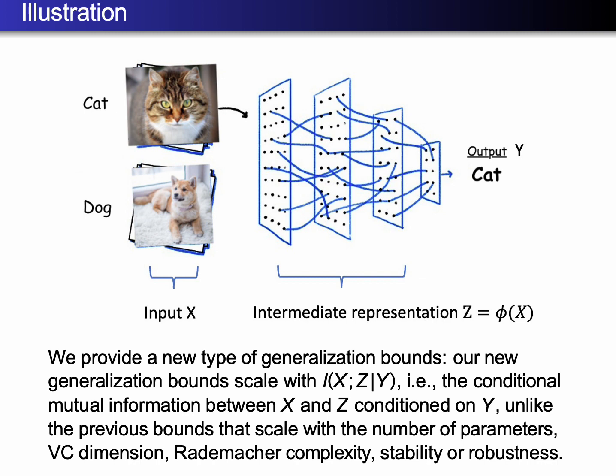Our new generalization bounds scale with the information bottleneck, or more concretely, the conditional mutual information between X and Z conditioned on Y. This is very different from the previous generalization bounds that scale with the number of parameters, VC dimension, Rademacher complexity, stability, or robustness.